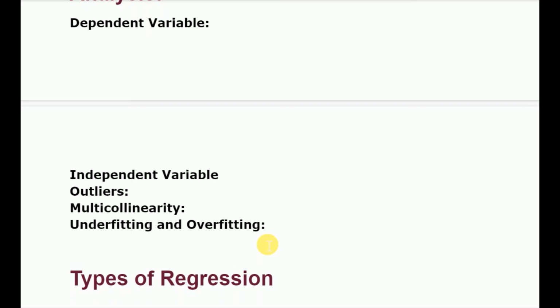And underfitting and overfitting. Overfitting is when our training algorithm works well with the training data set but doesn't work well with the test data set. And underfitting is when our machine learning algorithm doesn't work with the training data set or with the test data set. Simply to say, overfitting is it works with the training data set but doesn't work with the test data set. And underfitting is it doesn't work with both the training data set and the test data set.